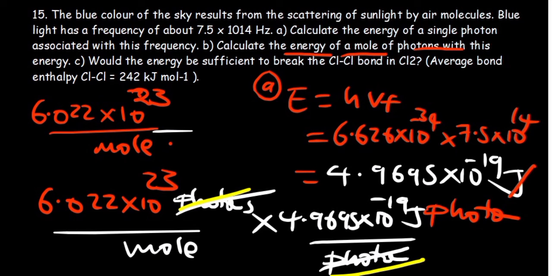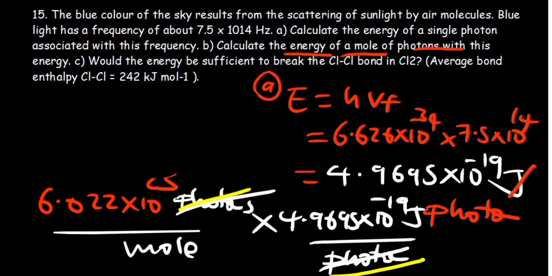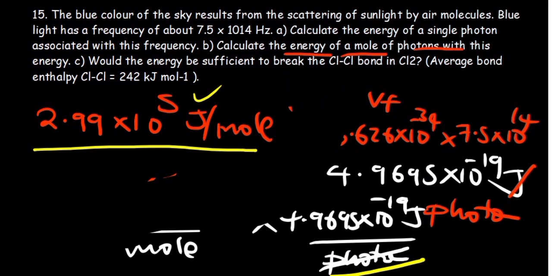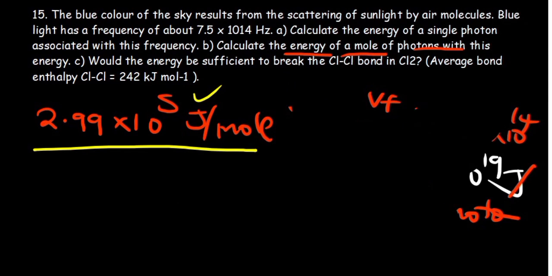The value that I'm getting is basically 2.99 times 10 to the power 5 joules per mole. So that's per mole of photons. We actually have a greater energy as compared to a single photon. Then the last question says, would the energy be sufficient to break the chlorine-chlorine bond in the chlorine molecule? There the units that we have are in kilojoules, 242 kilojoules.